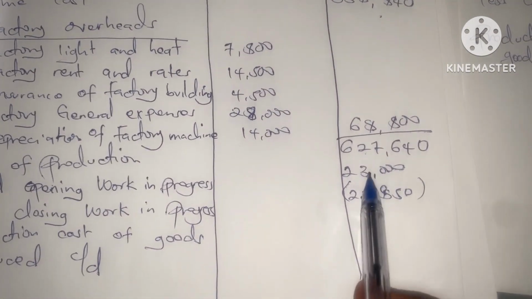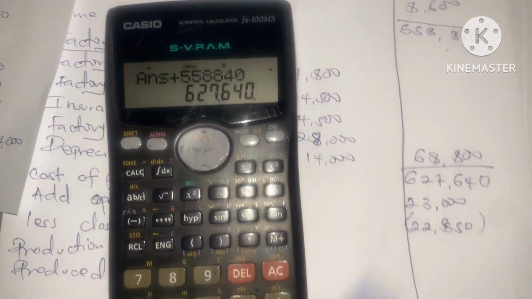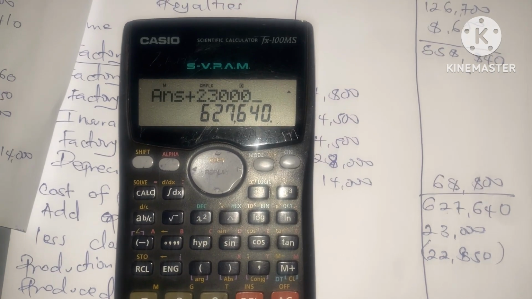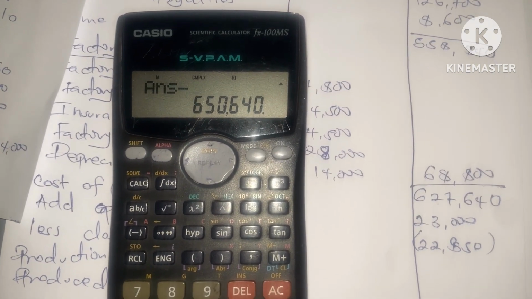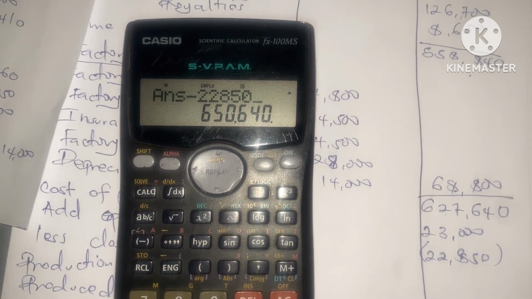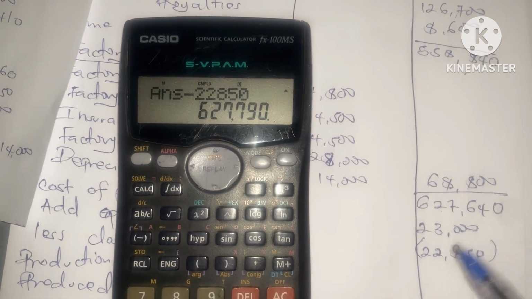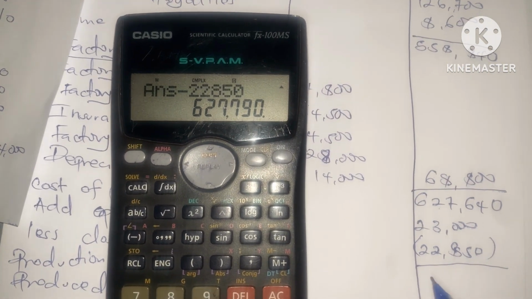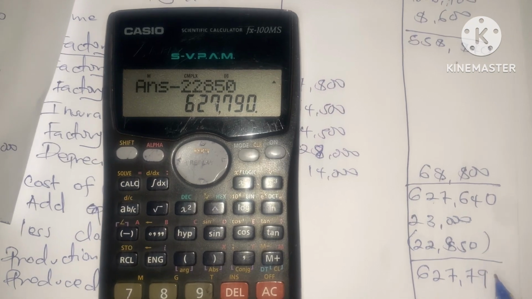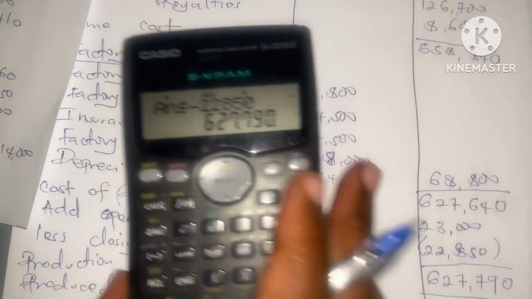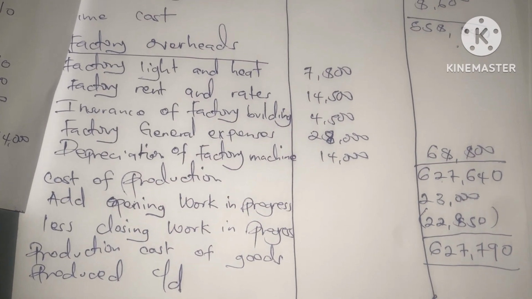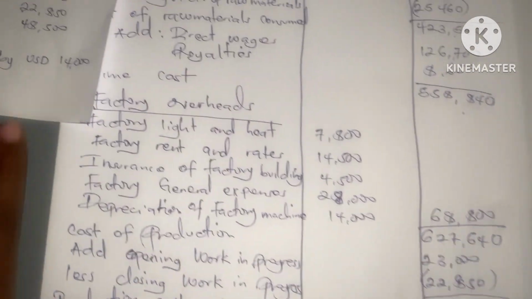So this plus this minus that: plus 23,000 minus 22,850, like that. It is 627,790. So that is the manufacturing account that they wanted us to prepare.